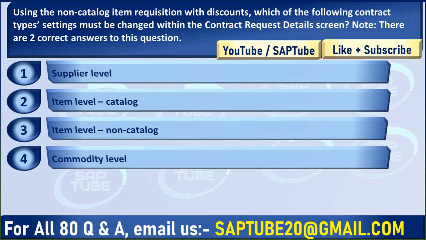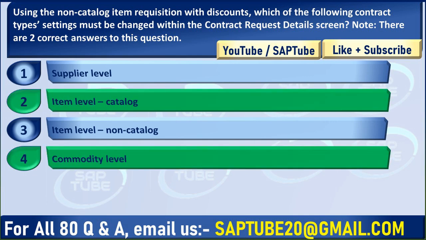Next question is: using the non-catalog item requisition with discounts, which of the following contract type settings must be changed within the contract request details screen? Note: there are two correct answers to this question. Options are: supplier level, item level, catalog. Item level, non-catalog. Commodity level. Correct answers are item level, catalog. Commodity level.